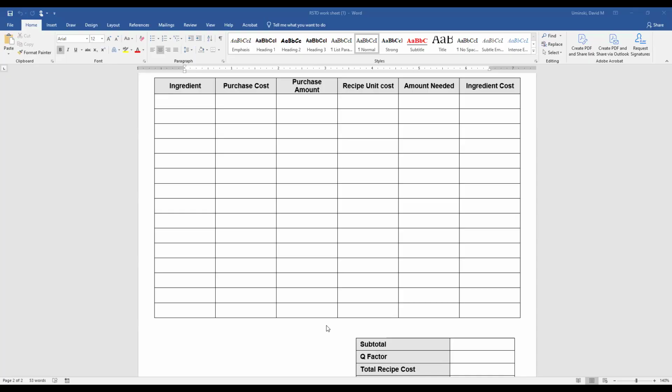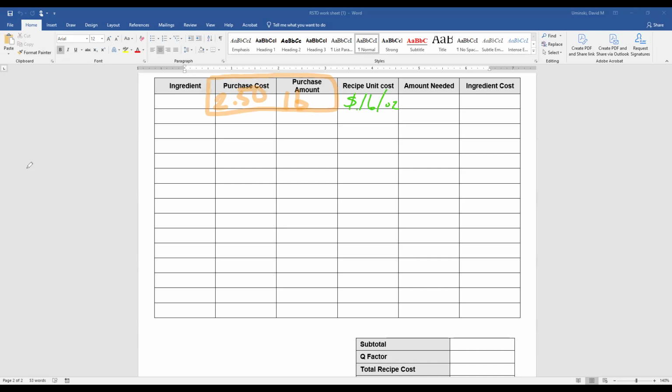So if we go to the highlighter, orange, this is my purchase amount, my as purchased. So $2.50 per 1 pound. My recipe unit cost was green. Let me go back to the pen so it'll be easier to see. My recipe unit cost, that was my 16 cents per ounce.